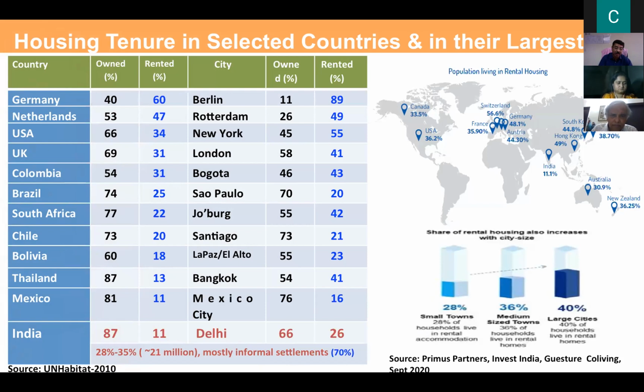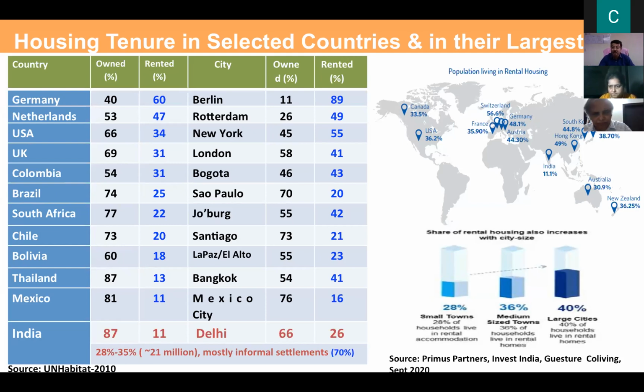But if you compare with India, the distribution of households by ownership status as per the 2011 census shows around 11% staying in rental accommodation, both rural and urban. But if you take only urban areas, something around 28 to 35% are staying in rental accommodation, and most of them, around 70%, are in informal settlements.